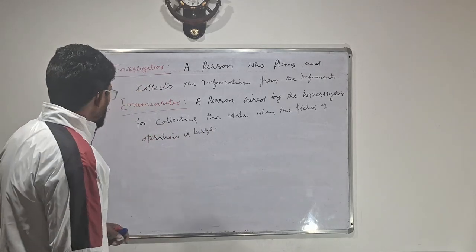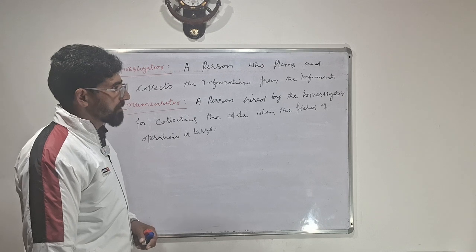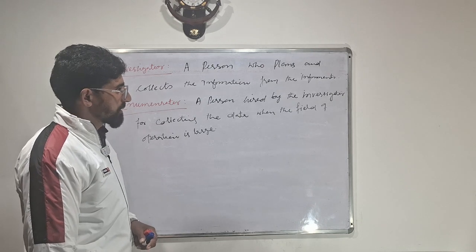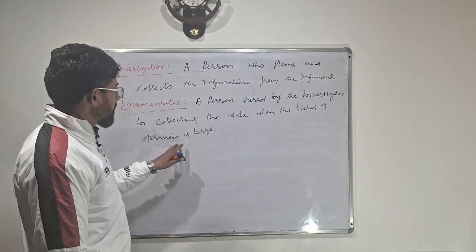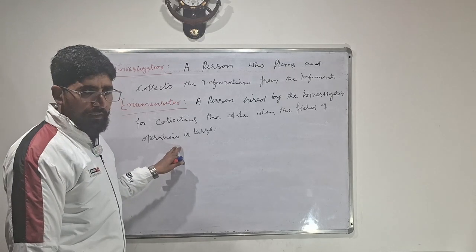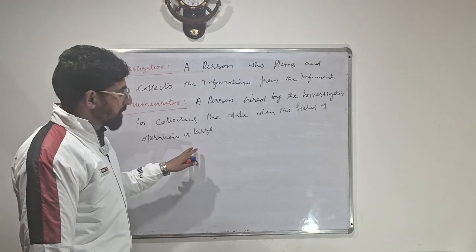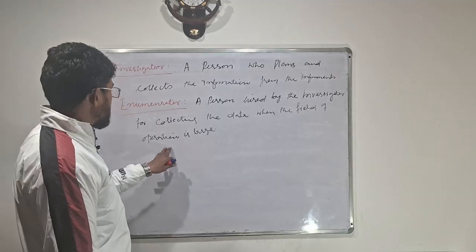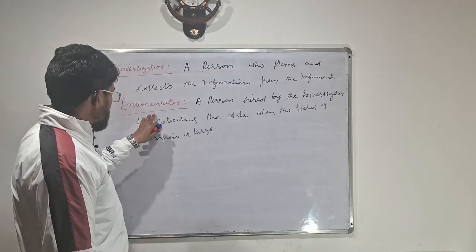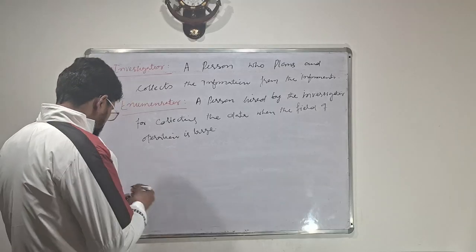Whenever the investigator feels that he has to collect information like a population census, it needs enumerators, as I cannot do this job personally, as I have to cover a large area network. Then the investigator appoints the enumerator, who helps him to collect this information.